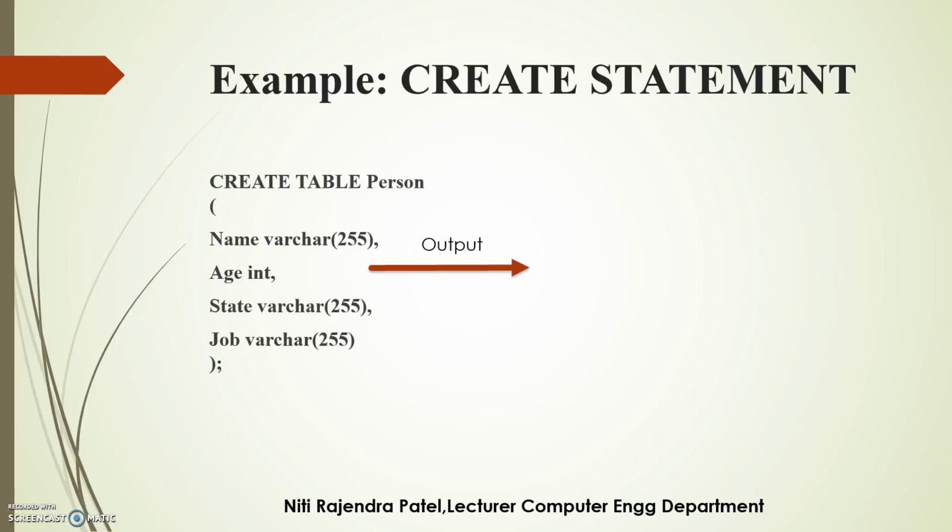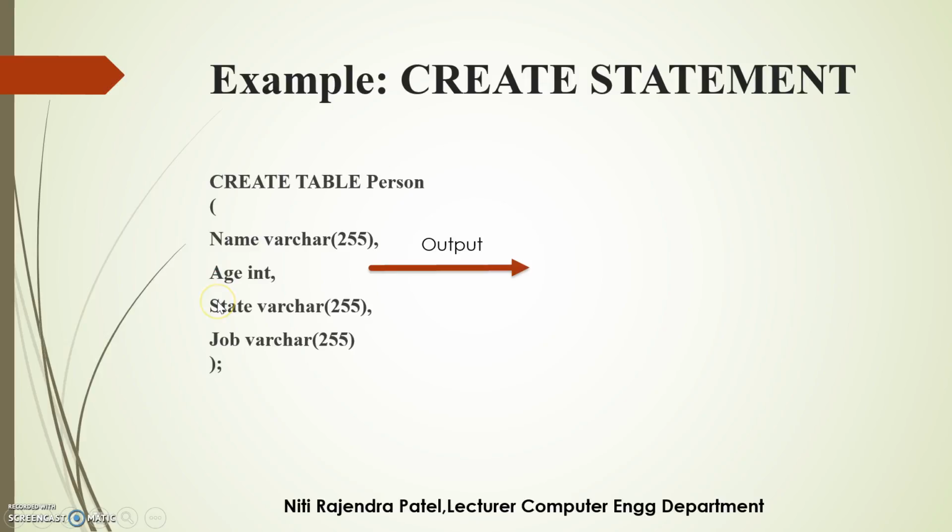Let us look into an example of a create statement. A table called person is created here with 4 columns: name, age, state, and job. The first column is name with varchar as a data type and 255 as a size. The second column is age with integer as a data type.